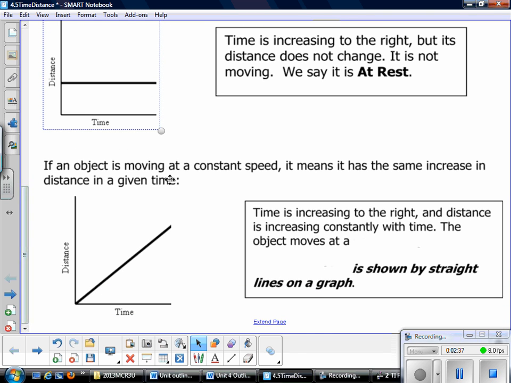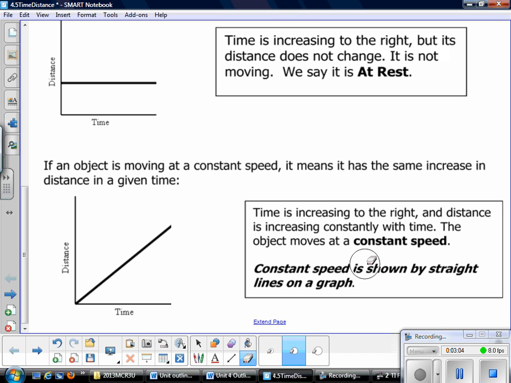Now, if an object is moving at what we call a constant speed, it means it has the same increase in distance in a given time. So this speed is constant. Time is increasing to the right, and the distance is also increasing with time. So we say the object moves at a constant speed, and constant speed is shown by straight lines on a graph. It could be a straight line like this, or the graph could come with a negative slope. As long as it's a straight line, we say it's a constant speed.